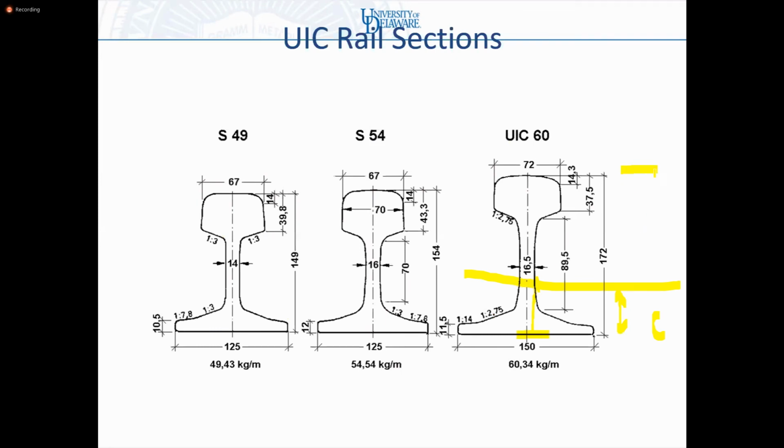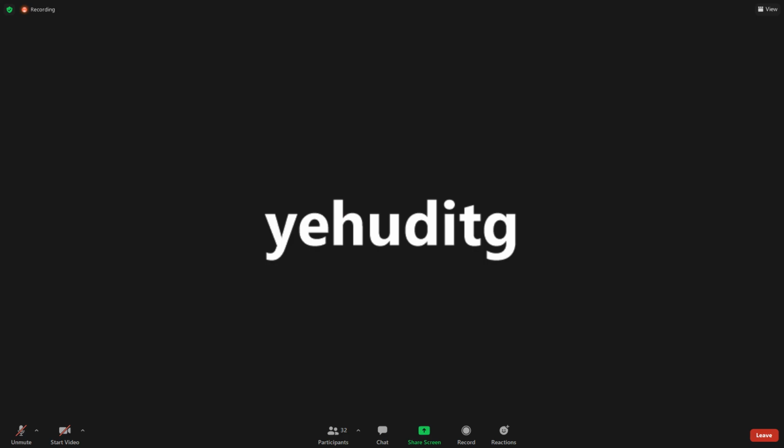And again, H is just the height of the rail itself. Is that clear? Yes, thank you. Any other questions?